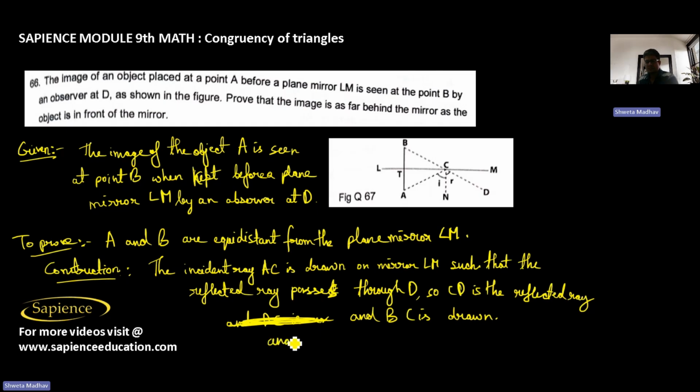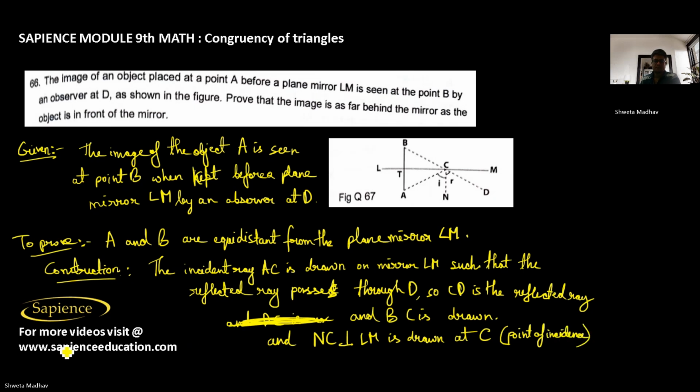And also CN, which is perpendicular to LM, is drawn at the point C, which is the point of incidence.